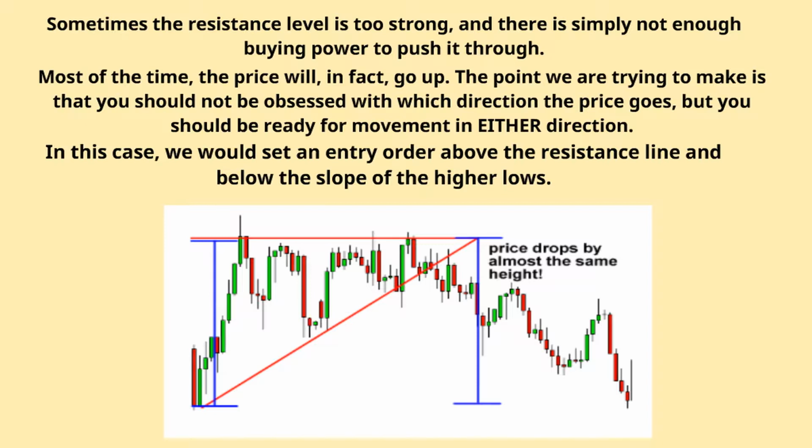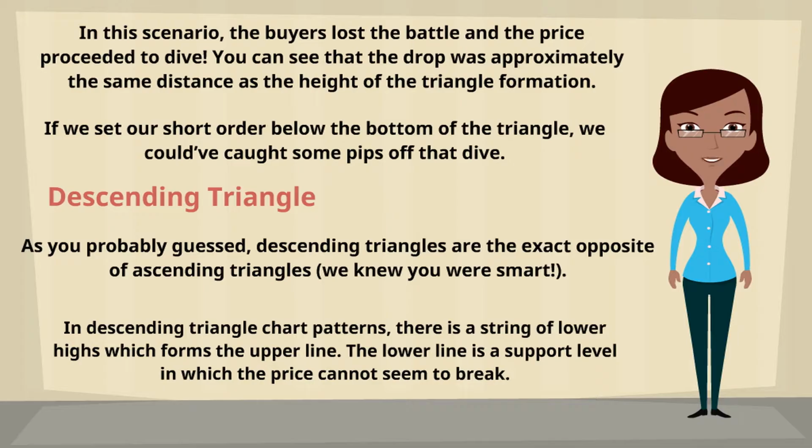The point we are trying to make is that you should not be obsessed with which direction the price goes, but you should be ready for movement in either direction. In this case, we would set an entry order above the resistance line and below the slope of the higher lows. In this scenario, the buyers lost the battle and the price proceeded to dive. You can see that the drop was approximately the same distance as the height of the triangle formation. If we set our short order below the bottom of the triangle, we could have caught some pips off that dive.